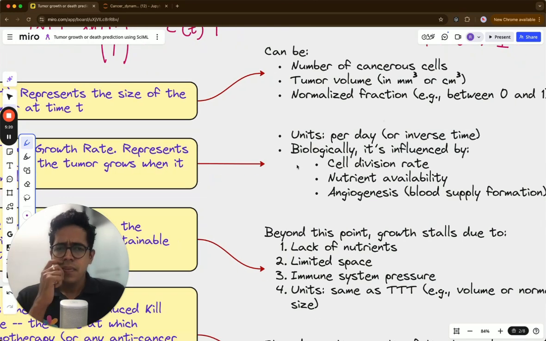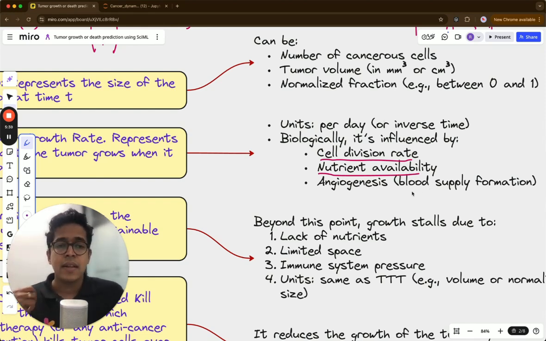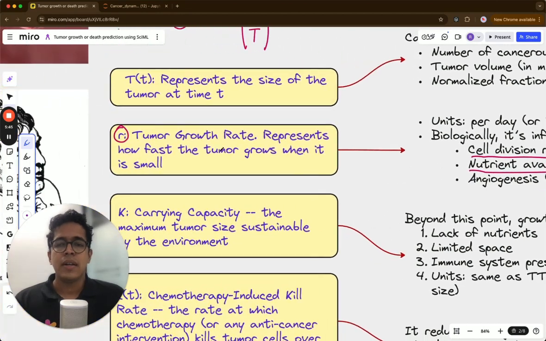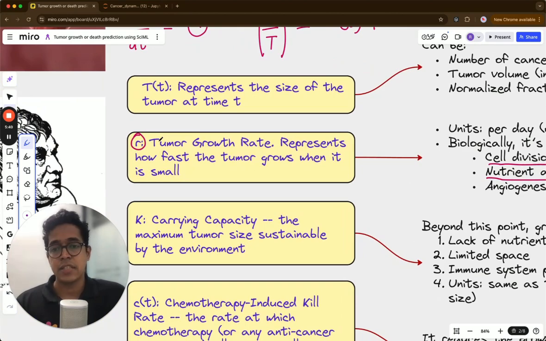Now, the units of r could be number of cell divisions per day. So the value of r is influenced by the rate of cell division in the tumor. It is also influenced probably by the availability of nutrients in that particular location where the tumor is, or something to do with the blood composition, like amount of oxygen supply, anything like that. So this is up to biologists to determine what the r can look like based on various factors.